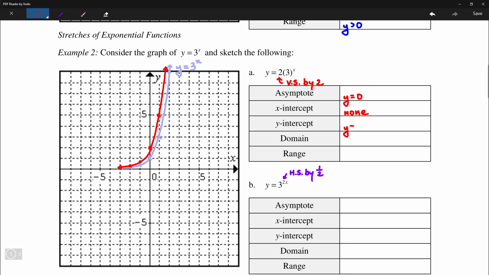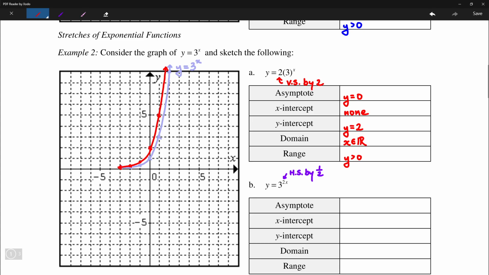Note that from the previous section we did talk about how a lot of times if the exponential function was not translated left or right, then the y-intercept is simply the a value. In this case, it is 2. So we can also find that by using some algebra, letting x equal 0, 3 to the 0 power is 1, 2 times 1 is 2. The domain, still x is an element of the real numbers, as before. And finally, the range y is greater than 0.